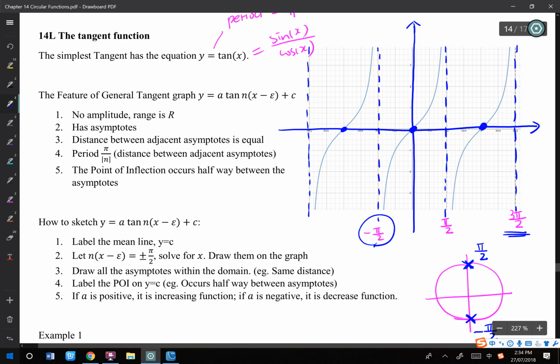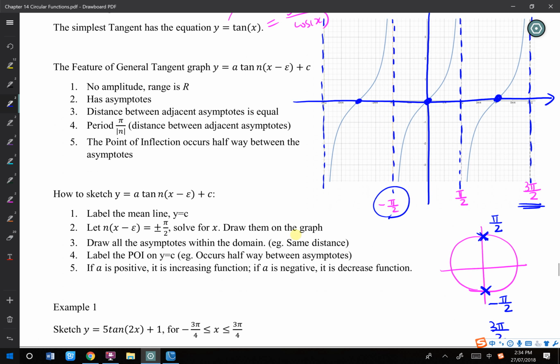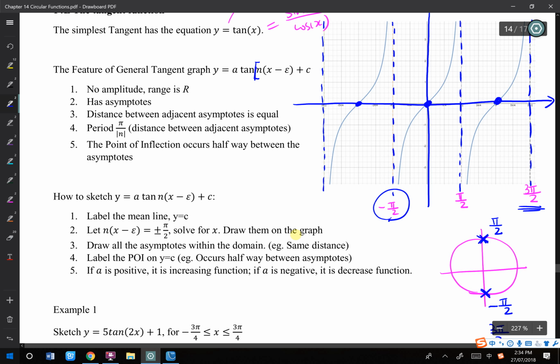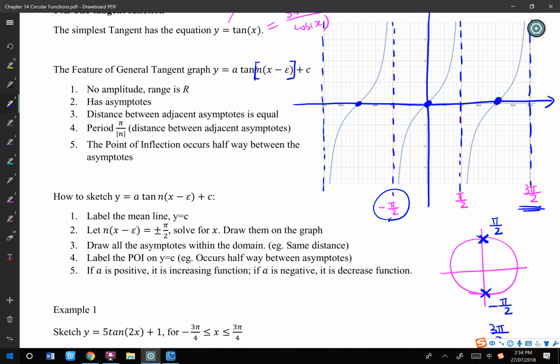Okay, that's all the things we can see. Let's have a look at the paragraph. Again, this equation looks like this. It exactly looks the same as the sine and cosine. We just change the sine cosine into tan. So we have A tangent x minus epsilon plus c.